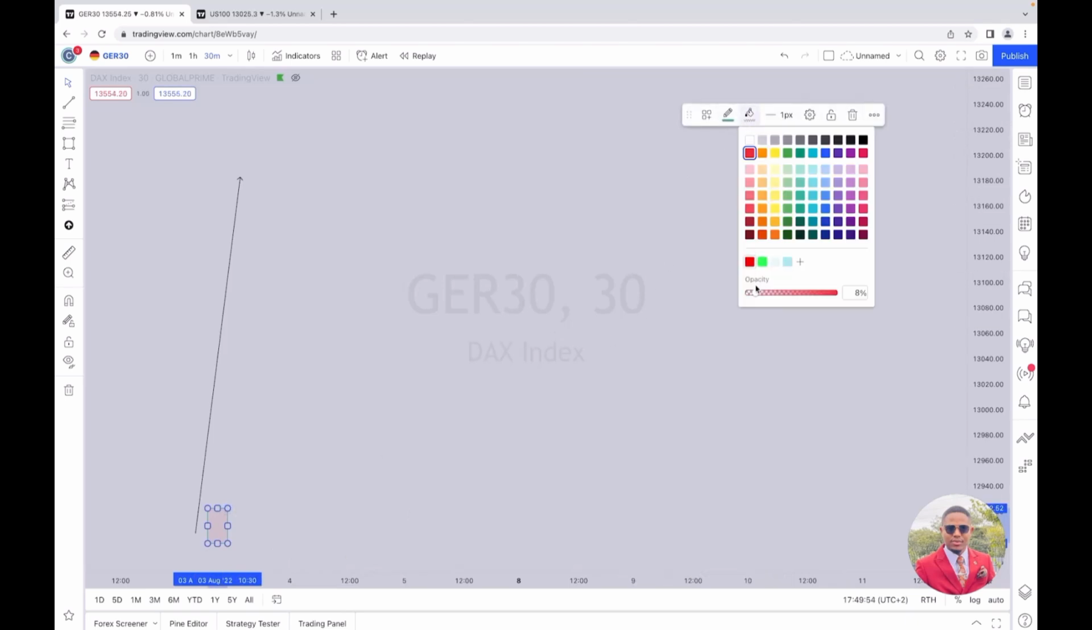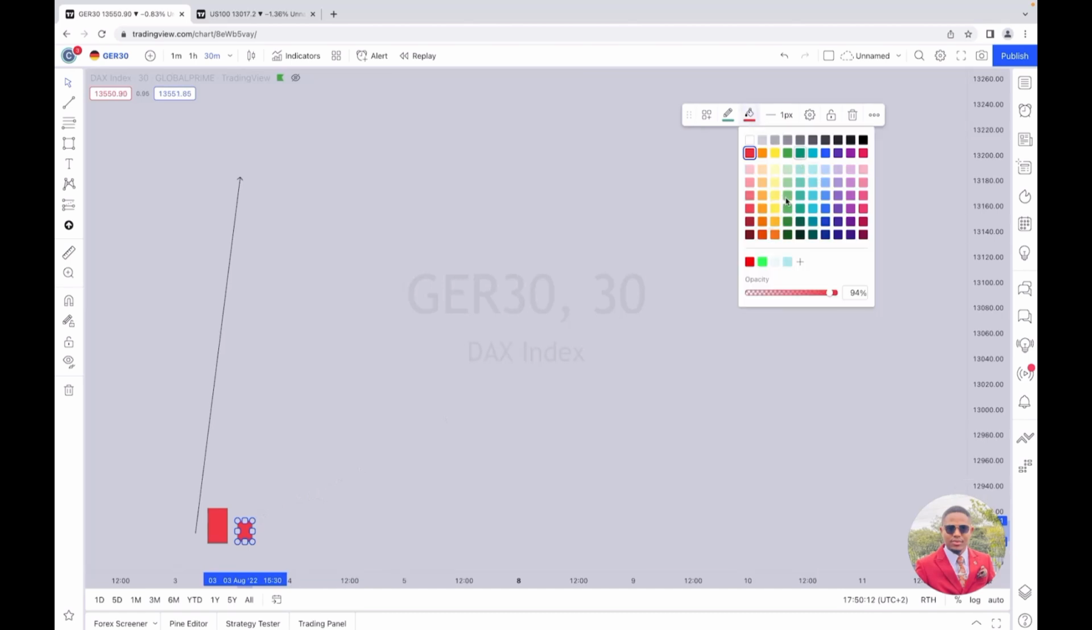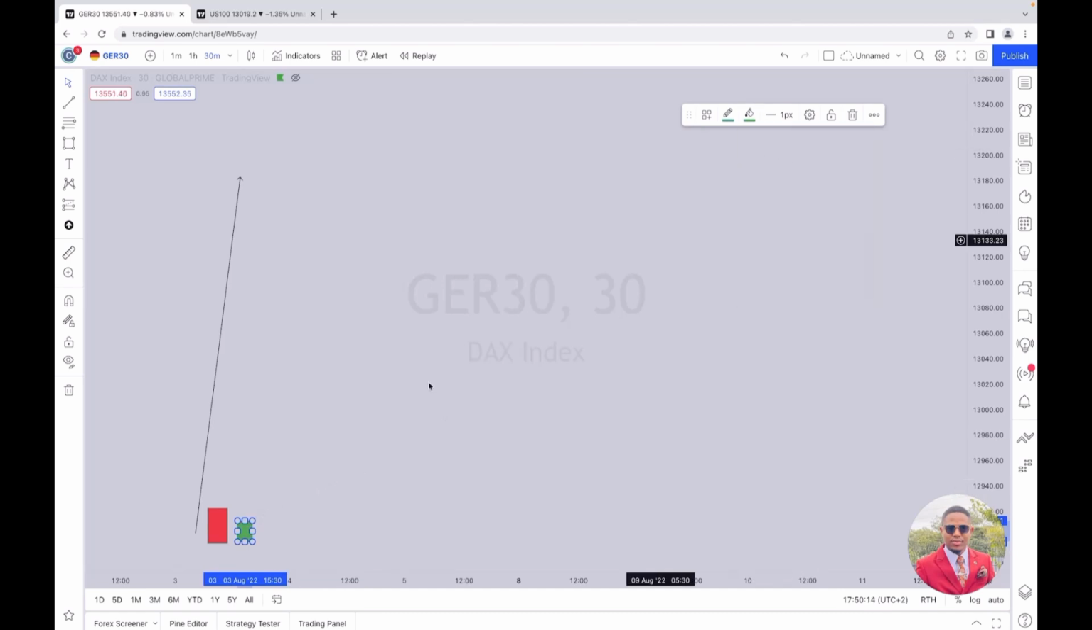Before it does a rally, I'll show you what we'll be doing practically. It leaves a red candle like this, then it always leaves a green candle like this. Just want to show you real quick. Price always does something like this when it does a rally going up.